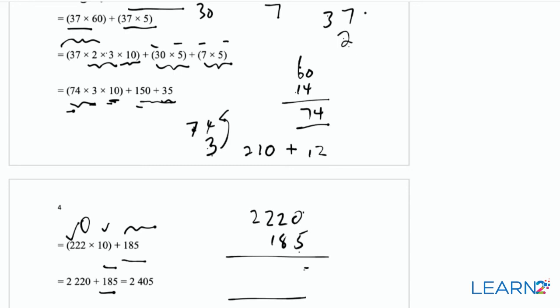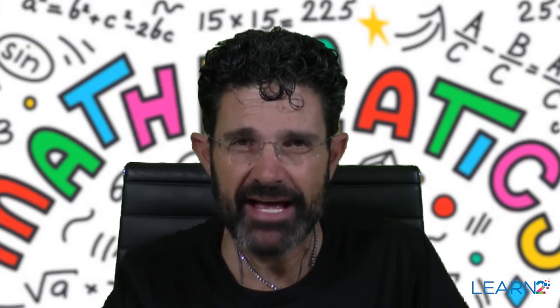A 0 plus a 5 is a 5. 2 plus 8 is a 10. Remember, you carry the 1. 2 plus 1 is 3 plus 1 is 4. And then you've got a 2, so it's 2,405. Okay, so go and revise that example.